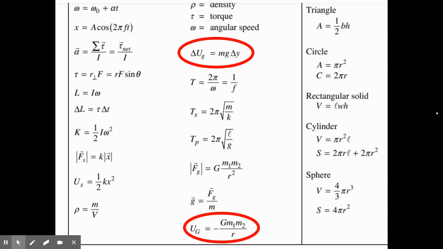The other equation for gravitational potential energy is this one at the bottom of your screen, which is negative G m1 m2 over r. And that is for two objects that are very far apart. For example, the Earth and the Sun, I could calculate the gravitational potential energy between the two using the bottom equation.